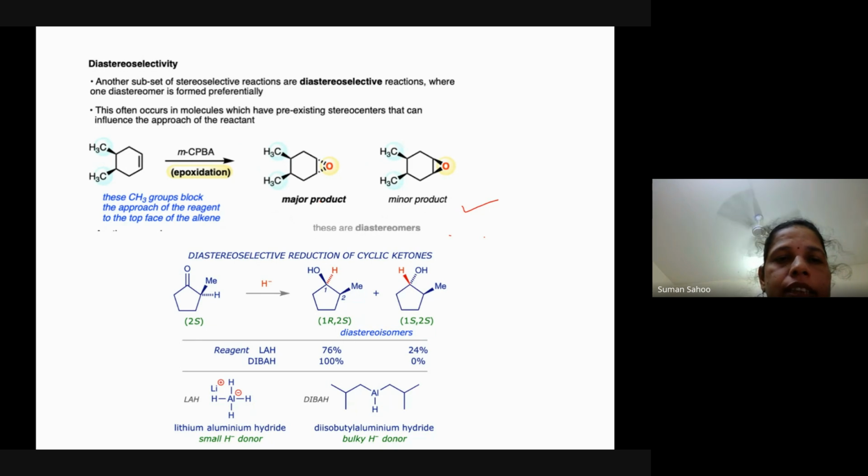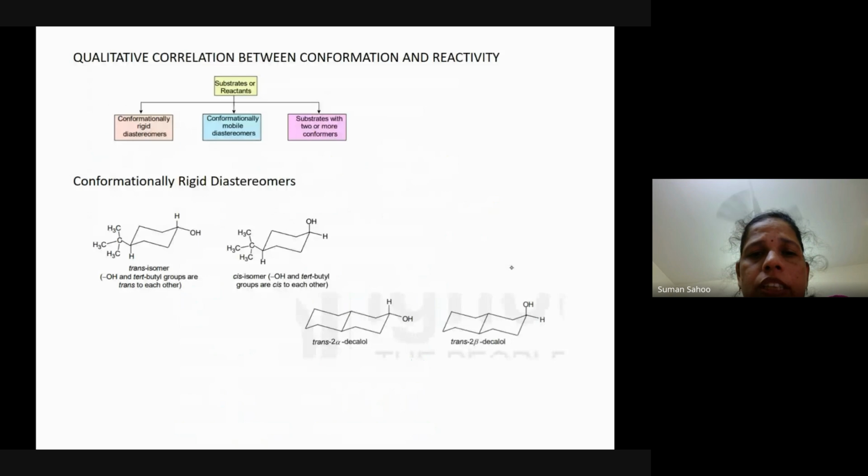So in this epoxidation reaction, we can have a major product and a minor product, and the relation between these two are diastereomers. Actually, as these CH3 groups are on top, the major product is coming when your oxygen from your metachloroperbenzoic acid is attacking from the downside. So that's why you are getting your major product. But you can also get your minor product when this one will flip, and that would give you a minor product. But this reaction is diastereoselective.